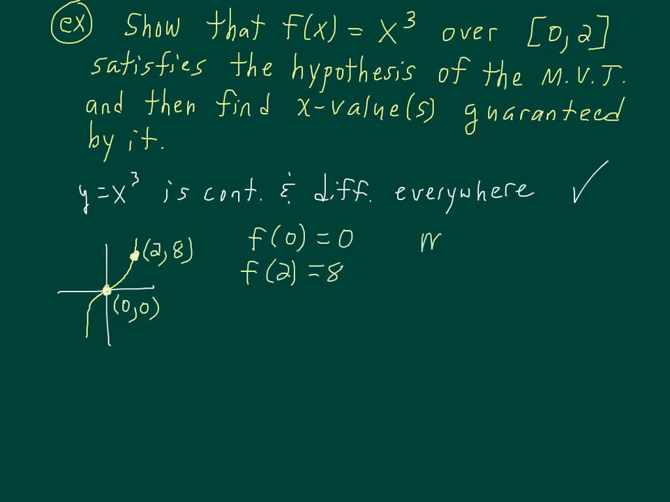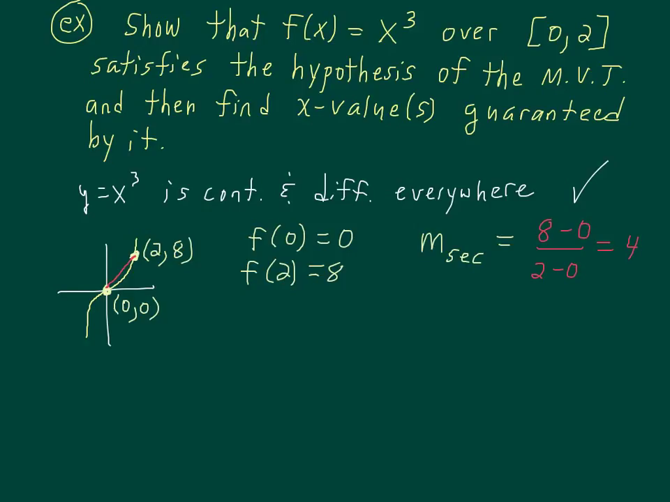Well, let's first find the slope of the secant line. The secant line again is that line connecting these 2 points. So let's find the slope between those 2 points. Well, it's simply the change in y over the change in x. So the y values, we have 8 minus 0. The x values, we have 2 minus 0. So that's going to give us 4. So that's the slope of our secant line.